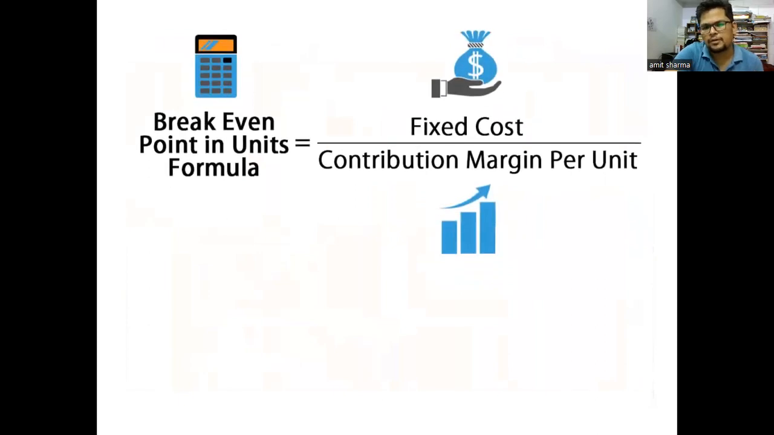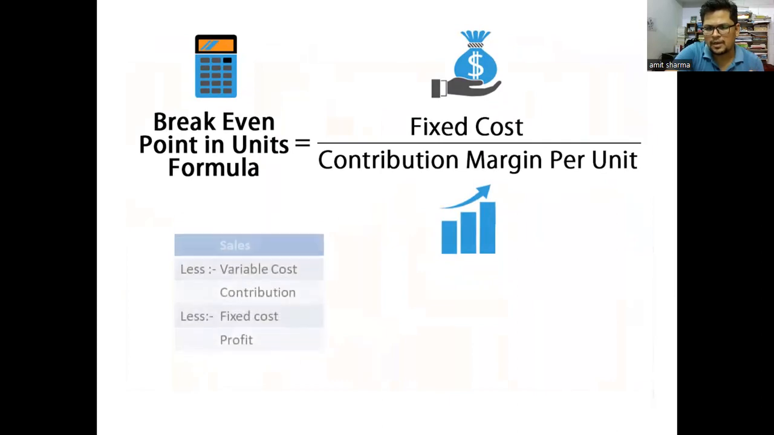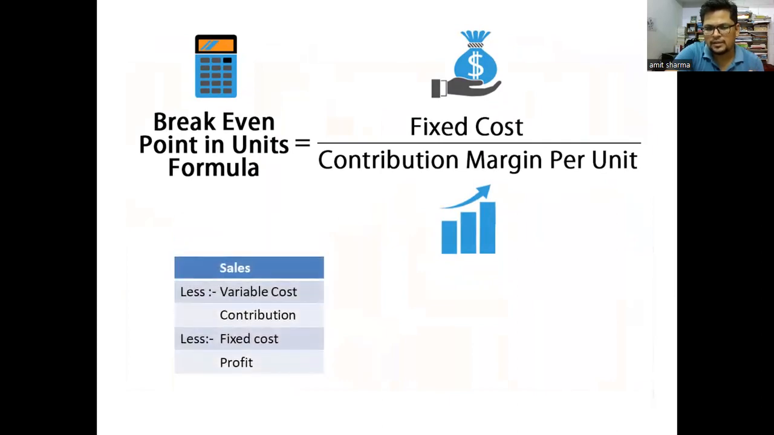How can we calculate break-even point? We can calculate with the help of this formula, or we can calculate with the concept of SVCFP. So let's see. Suppose we understand that at break-even point level, the profit will be nil. There is no profit.